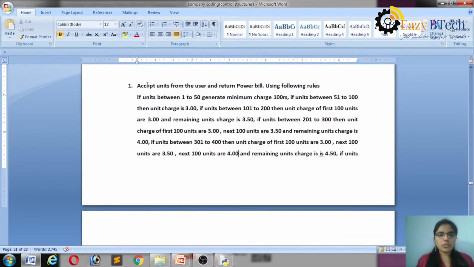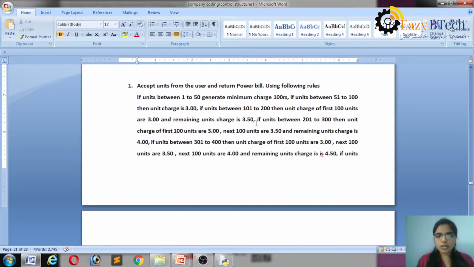Okay. Accept units from the user and return the power bill using the following rules. If units are between 1 to 50, the minimum charge is 100. If units are between 51 to 100, then the unit charge is 3 rupees. If units are between 101 to 200, then the unit charge of the first 100 units is 3 rupees and the remaining unit charge is 3.50. If units are between 201 to 300, then the unit charge of the first 100 units is 3 rupees.